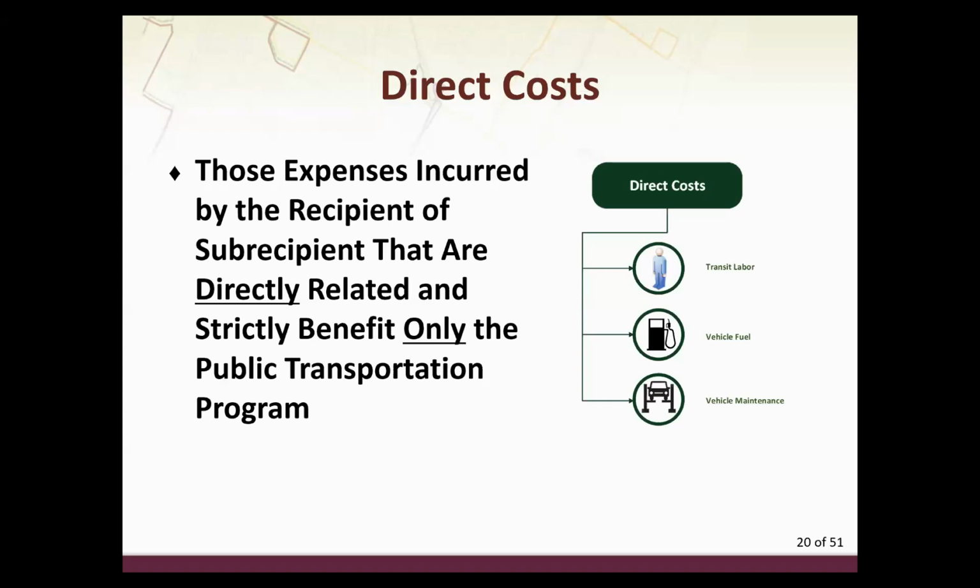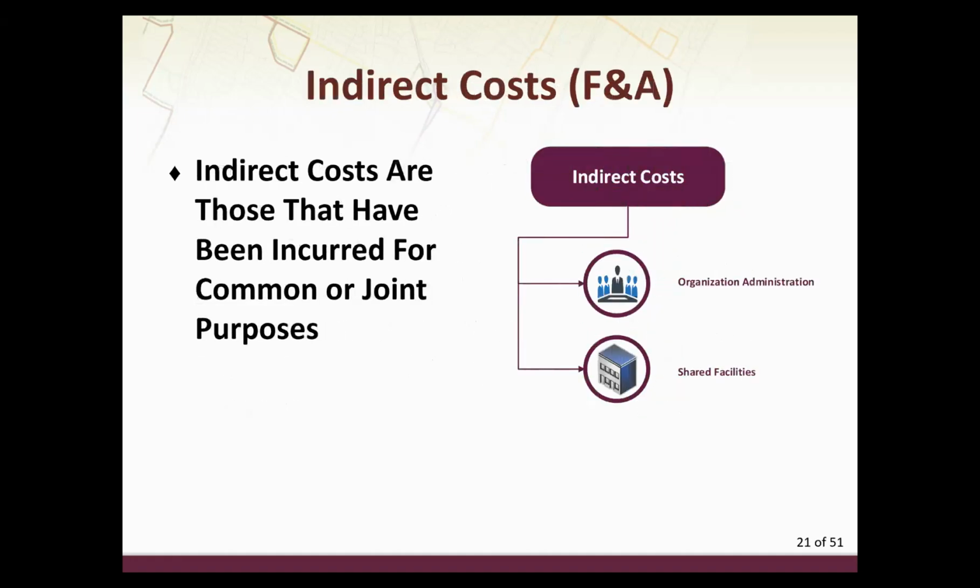Now, most of us will probably agree that direct expenses are those that directly relate and strictly benefit only the public transportation program. So our supervisors, our dispatchers, our customer service agents, and most importantly, our bus operators typically would all be classified by any stretch of the imagination as a direct expense. Similarly, vehicle fuel and vehicle maintenance expenses are almost universally classified as direct expenses by the transit organization.